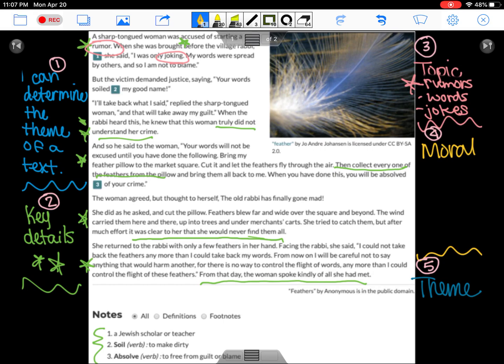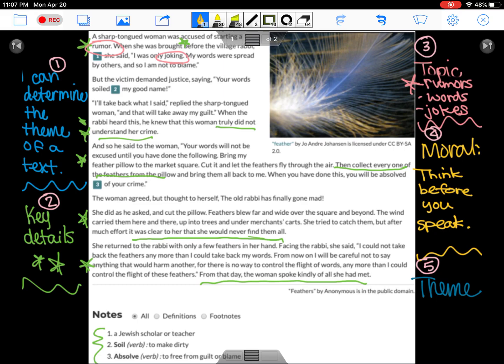I could not take back the feathers any more than I could take back my words. From now on, I will be careful not to say anything that would harm another. So the moral here is definitely, there's so many ways you could write this, but to boil it down is probably think before you speak. You can also be a little bit more specific of speak kindly to other people, or you should always be careful what you say.